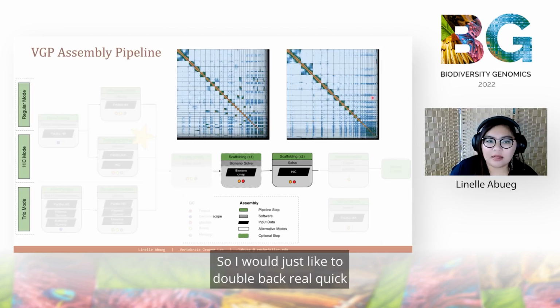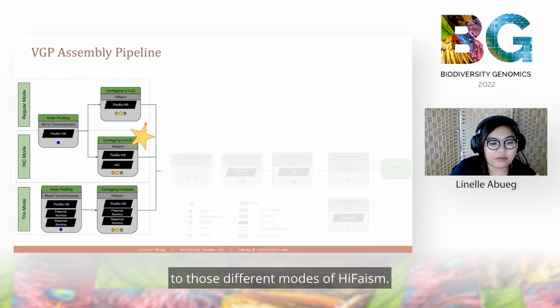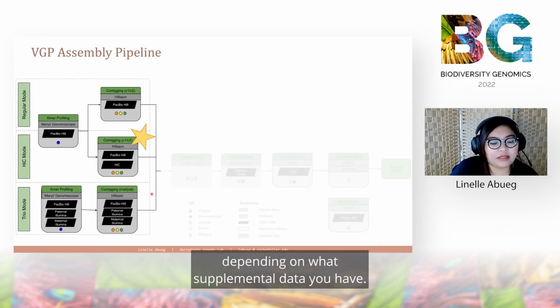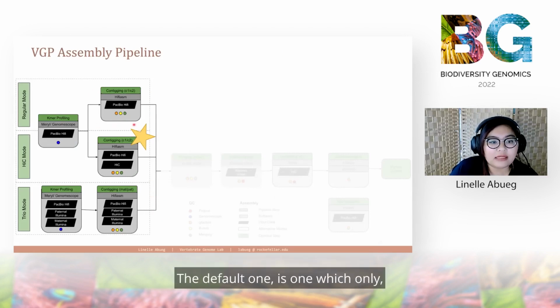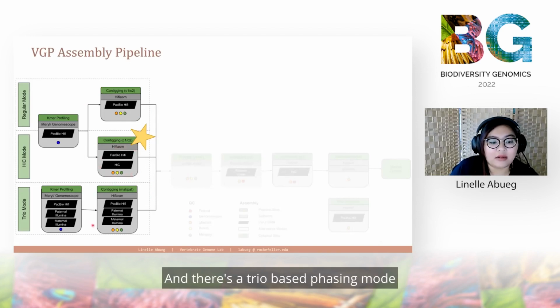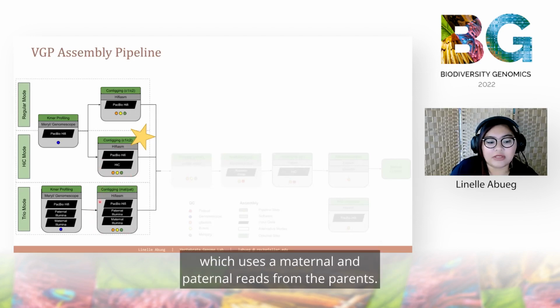So I would just like to double back real quick to those different modes of HiFiasm. HiFiasm can run in 3 different modes, depending on what supplemental data you have. The default one is run with only the HiFi reads of that individual. There's also a Hi-C phasing mode, which uses Hi-C reads from an individual. And there's a trio-based phasing mode, which uses maternal and paternal reads from the parents.